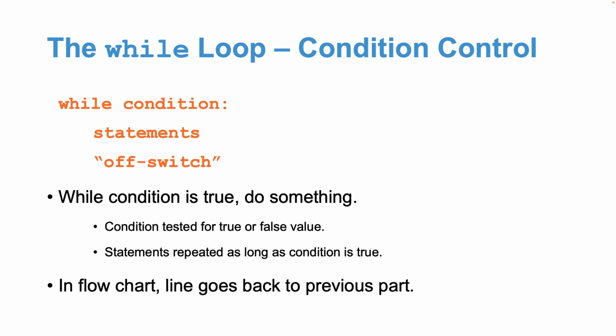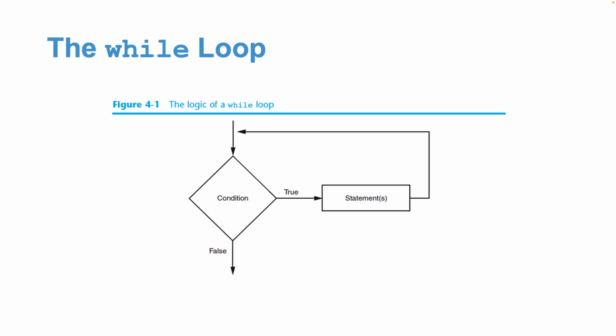Let's first start with the while loop. The while loop gets its name from the way it works. As long as a condition is true, Python will keep repeating the code, and it will test for the condition and do the statements that come after a while statement. The moment the condition becomes false, the program will get out of that loop. So let's look at this in the format of a flowchart.